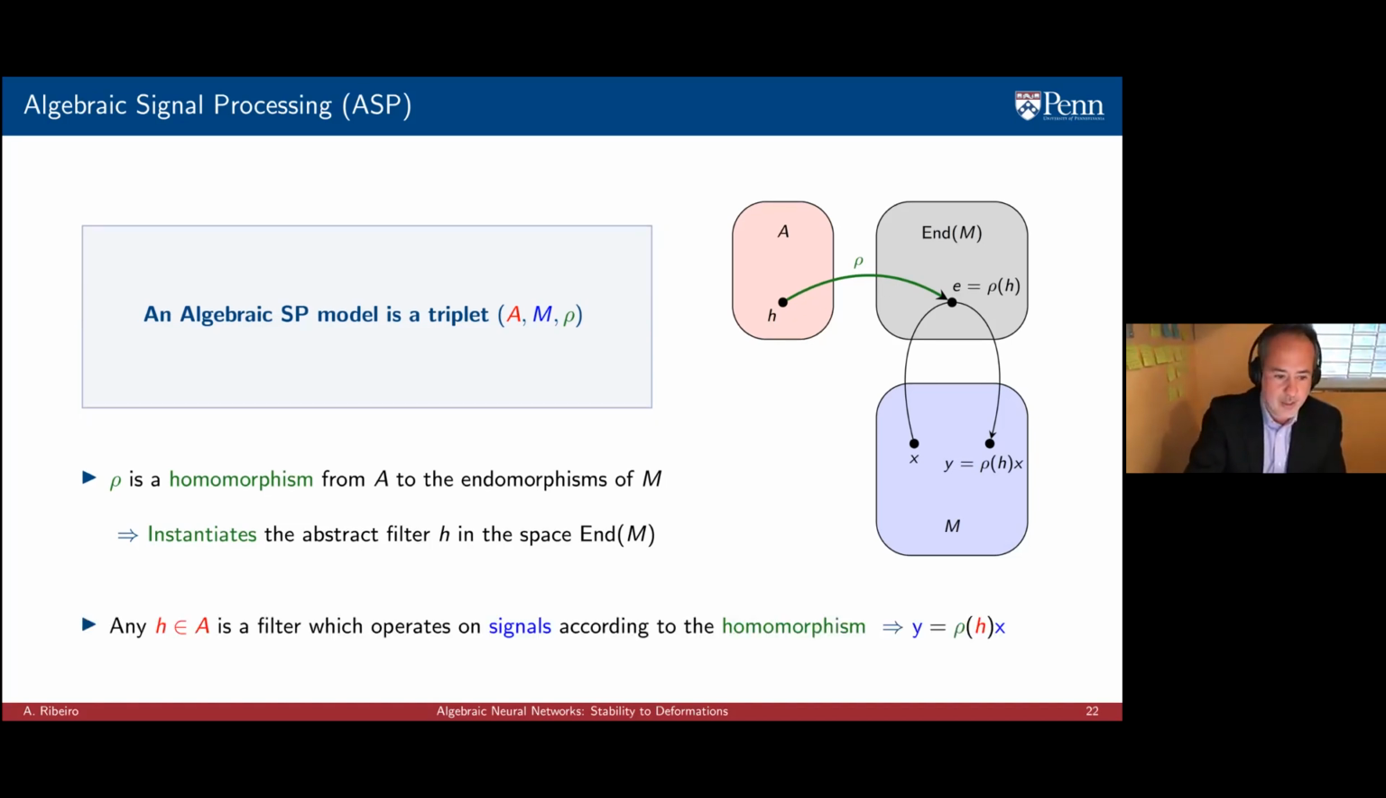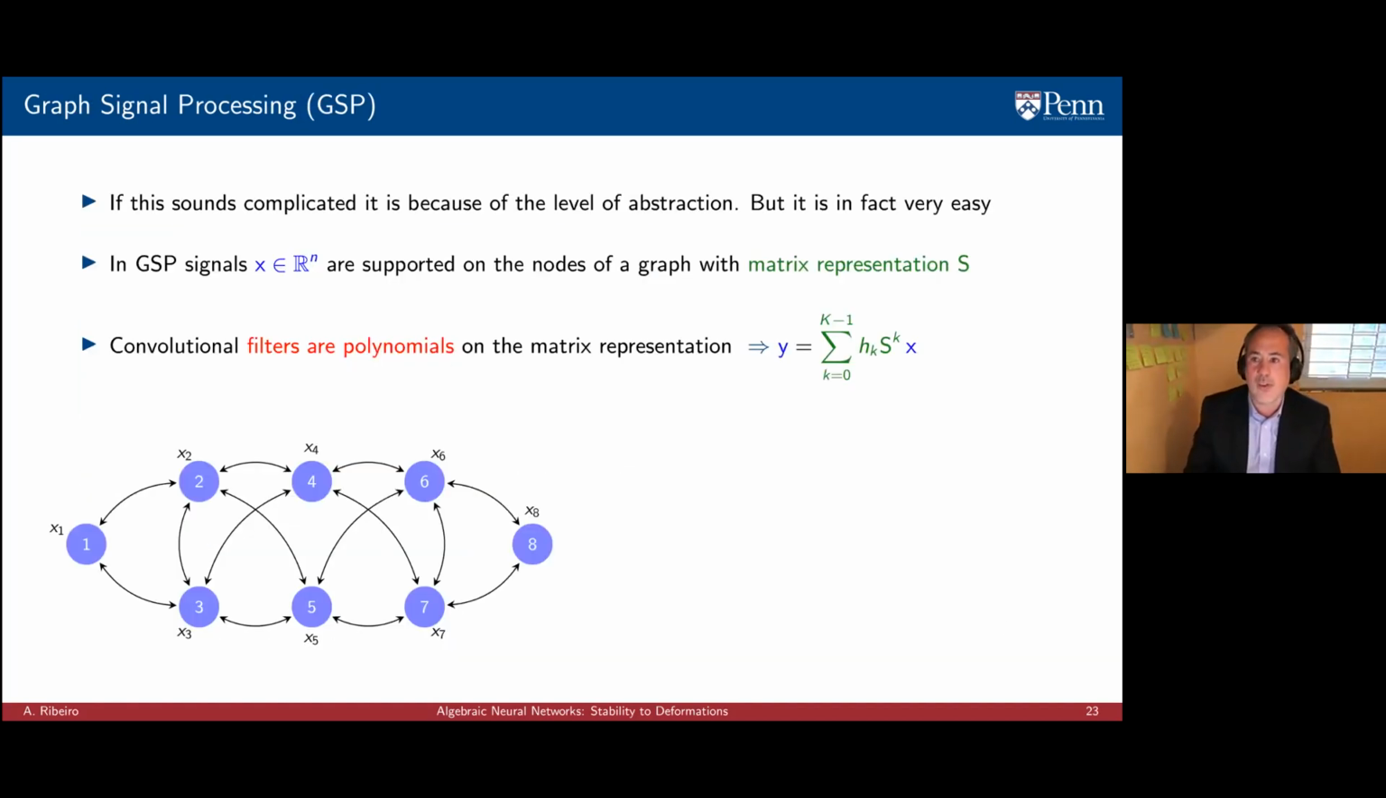Now, I told you that all of this sounds very complicated because it's meant to be abstract, but it's actually all of it very easy. For example, let's consider the case of graph signal processing. In graph signal processing, the idea is that your signals X live in Rn, and they are associated with the nodes of a graph. So here I have a graph, and different nodes have different values associated with them.